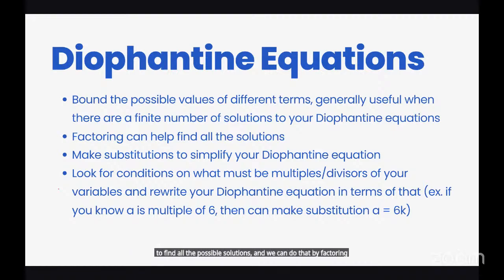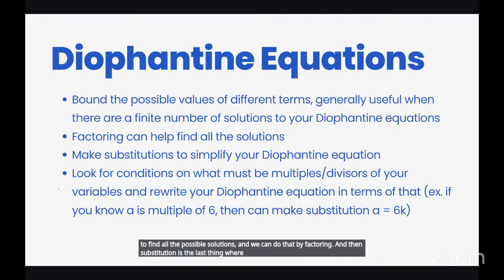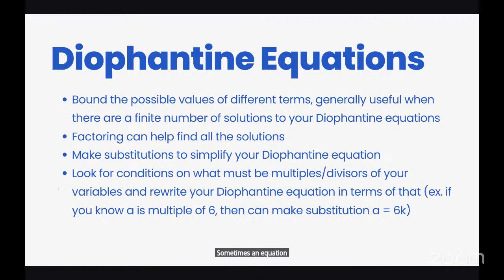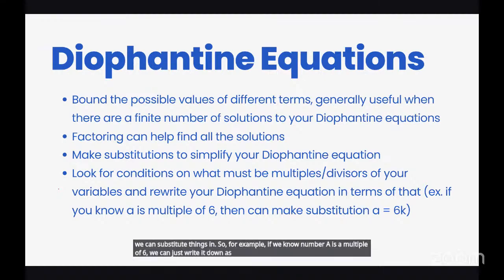And then substitution is the last thing, where sometimes an equation can look really messy with a lot of variables. So to simplify it, we can substitute things in. So for example, if we know number a is a multiple of 6, we can just write it down as a equals 6k, and that makes the math a lot easier to look at and calculate.